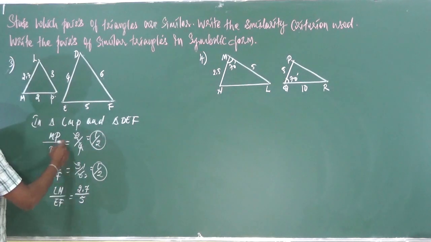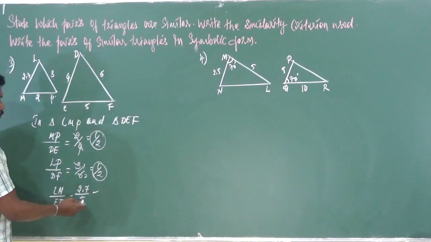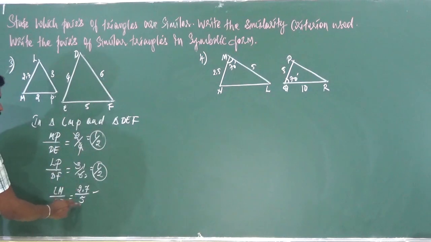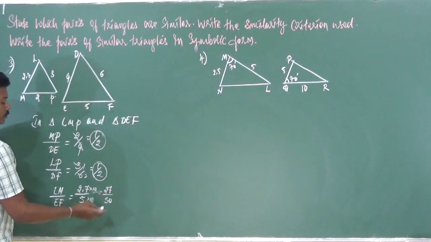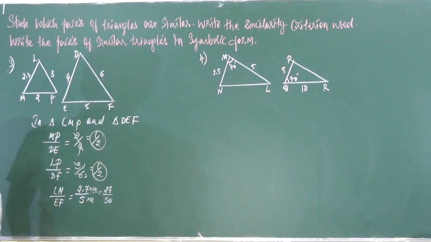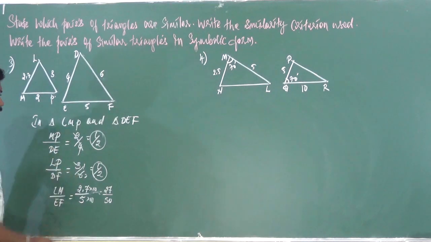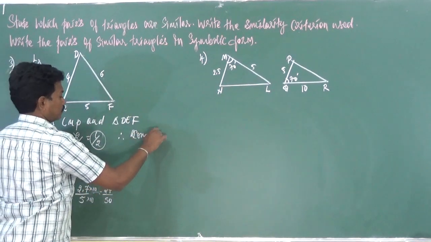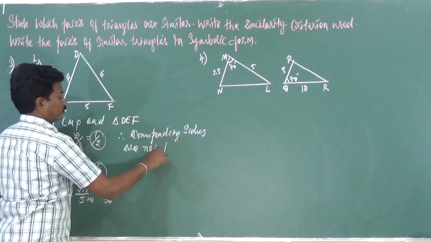So here we can see 2 pairs of corresponding sides are proportional, but the third pair is not equal. That is, it is not equal to the ratio 1/2. Here also we should have got 1/2 to make the triangles similar, but according to the given data it is not possible. 2.7 by 5 we are getting. If you multiply this by 10 and this by 10, this will become 27 by 50. So then also we cannot get 1/2 here. So therefore we will stop. In these 2 triangles, corresponding sides are not proportional.